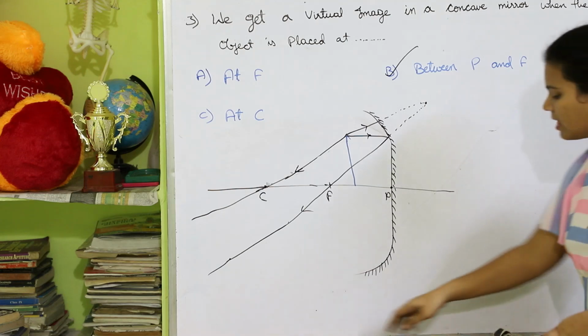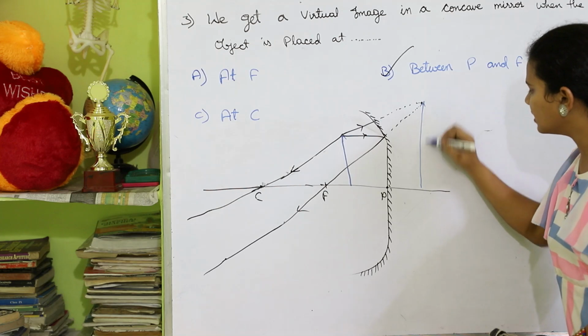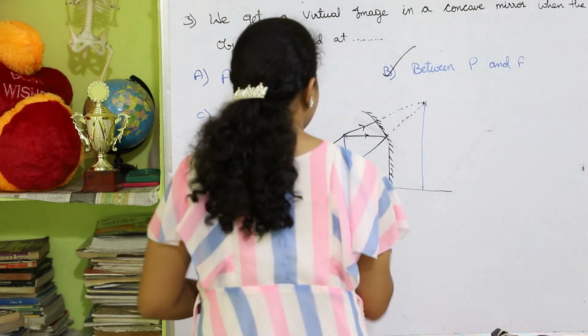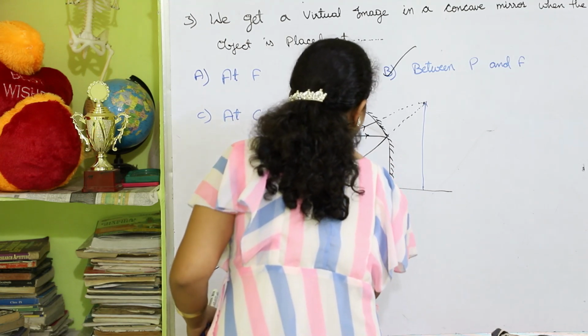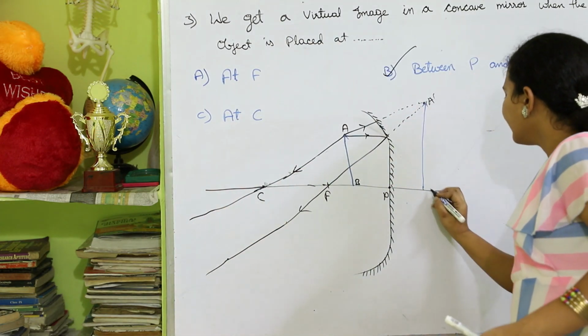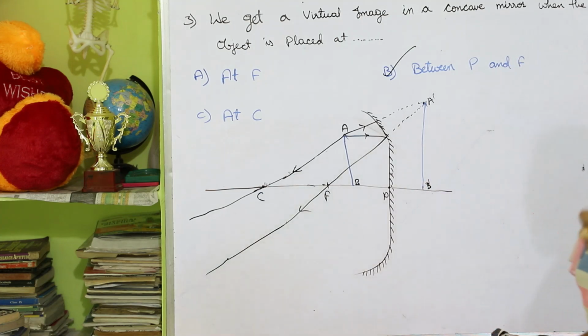So let me draw the image over here. So here I got the image. Now the object let us name as AB. AB will be the object, and A dash B dash will be the image.